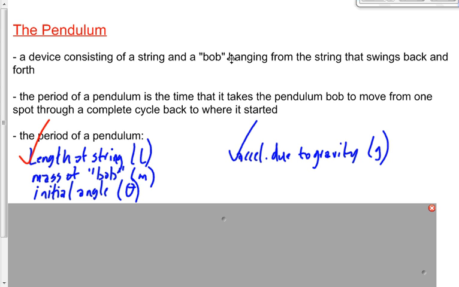The speed. Listen, when it's going this far, it doesn't have nearly as far to go, right, when it's a small angle. But it's going a lot slower. When it has a bigger angle, it's got a lot further to go, but it's moving a lot faster, right? So in the end, it ends up taking the same amount of time either way. So the initial angle of the pendulum doesn't matter. What about the mass on the end of it?